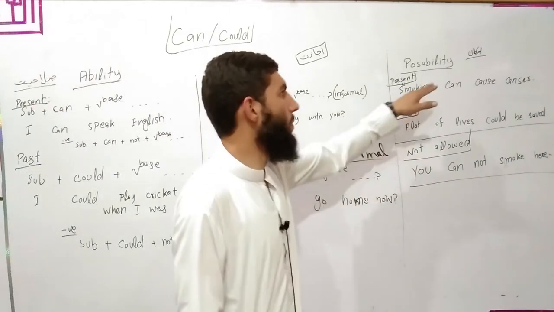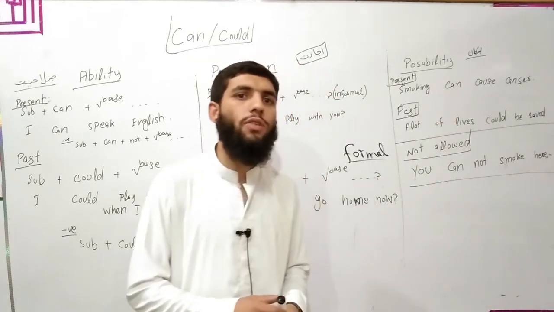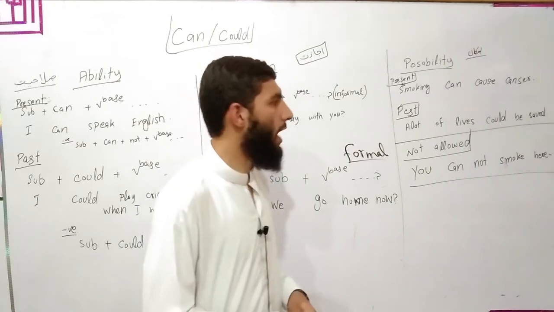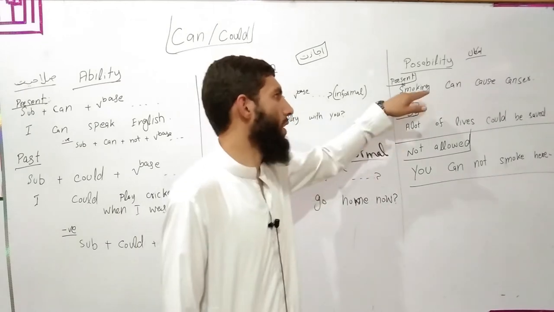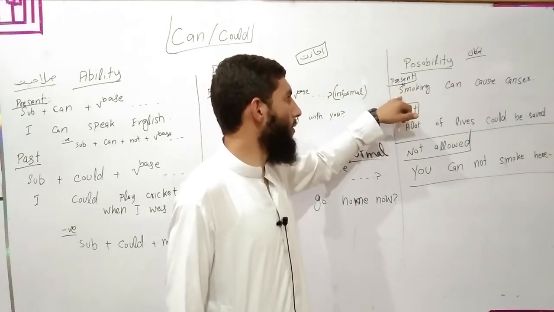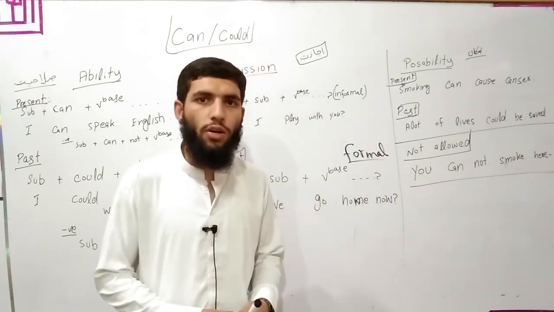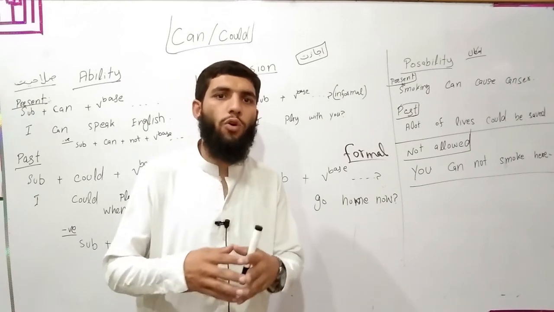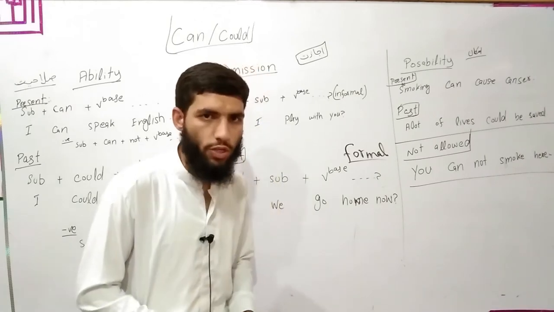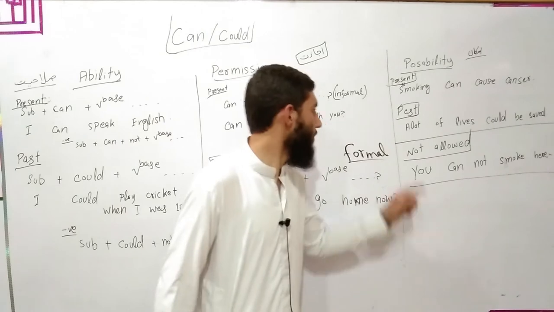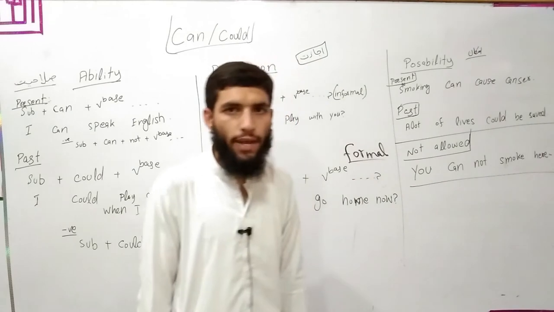Okay, next the possibility. We use possibility when there are not 100% chances. In the present, we say smoking can cause cancer. Smoking can cause cancer. So do not smoke. For the past, a lot of lives could be saved.